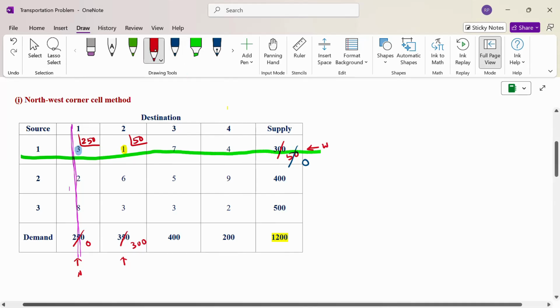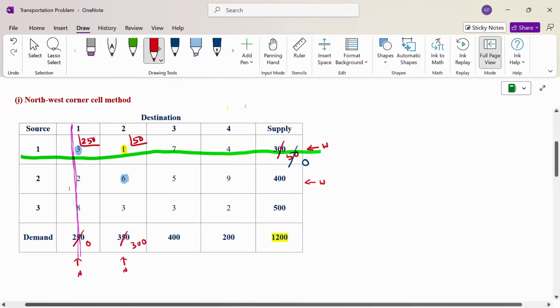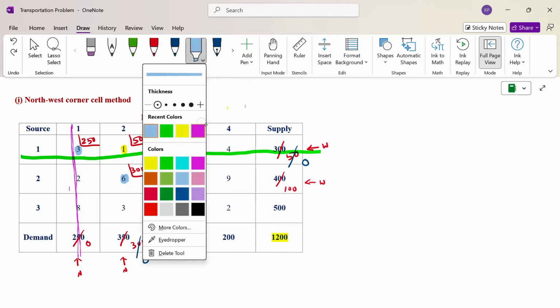Now next, north corner, west corner. The selected cell is 6. In the 6, allocate the value. Demand 300, supply 400, allocate the minimum value, 300. When allocated 300, the balance is 0, and here the balance is 100. Therefore the column is 0, so delete the column.